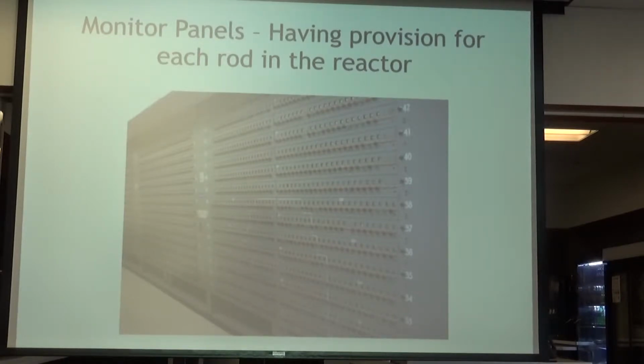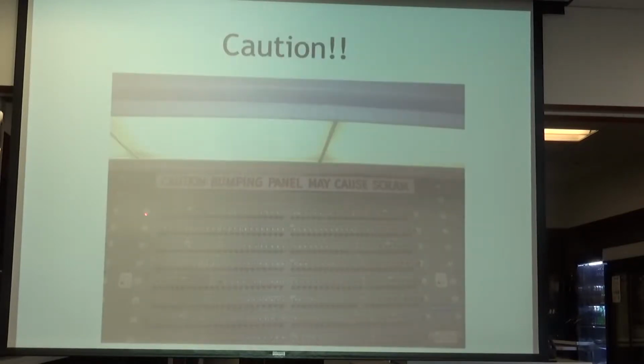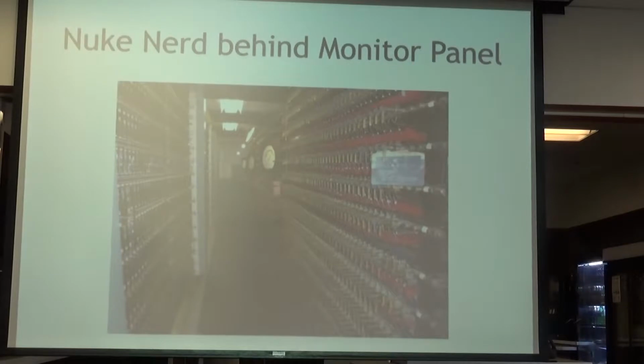They keep track of pressure, temperature, and age of the rods, and how many fuel pellets are inside, and how long they've been irradiated. Caution: bumping panel may cause scram. Those are very sensitive switches monitoring those temperature, pressure parameters on the reactor. And then they let a nuke nerd behind the monitor panel here, and a lot of fun walking back.